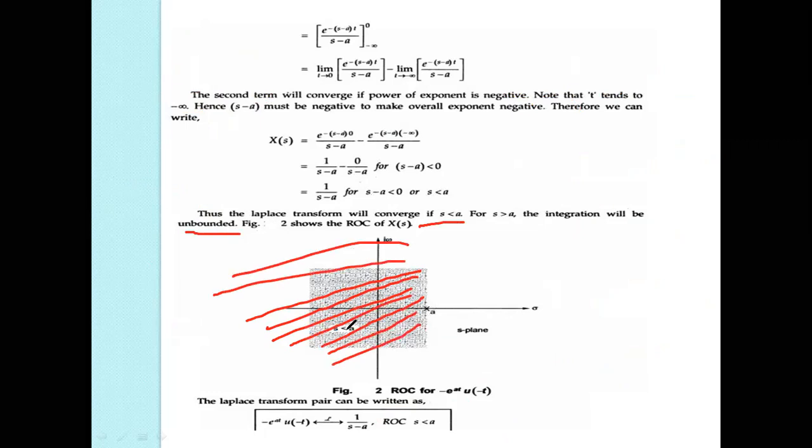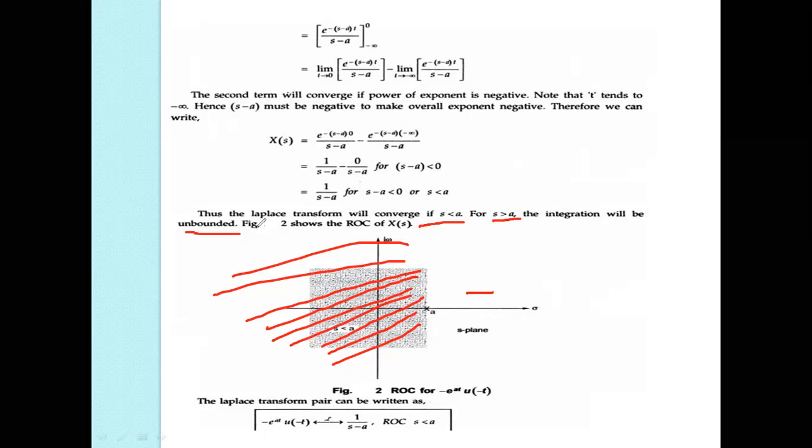The Laplace transform will converge if s is less than a. For s greater than a, the integration will be unbounded. When we take the values s less than a, it is bounded, a shaded area towards the negative real axis. If you take any value below a, it is bounded. If you take any value greater than a, it is unbounded.